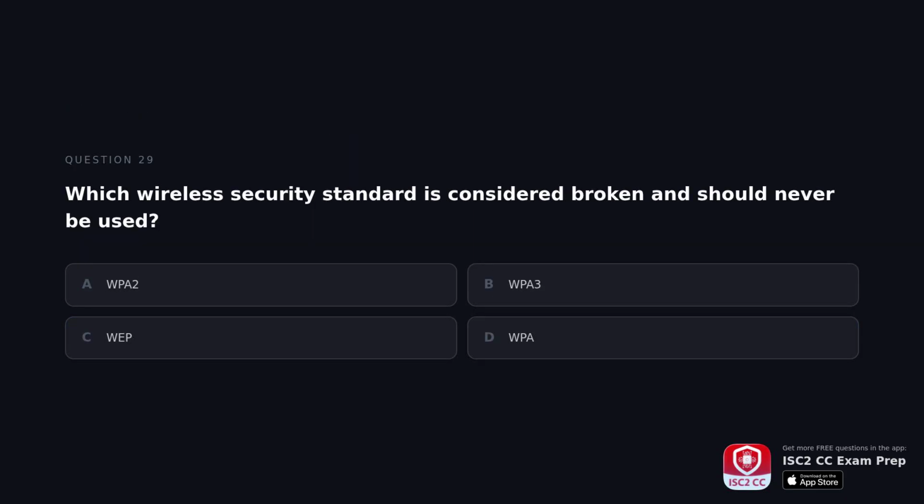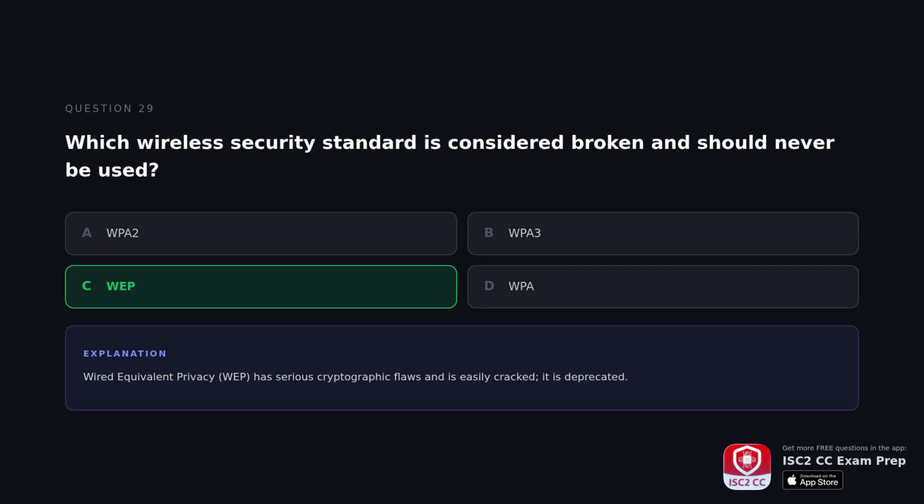Which wireless security standard is considered broken and should never be used? A. WPA2. B. WPA3. C. WEP. D. WPA. The correct answer is WEP. Wired Equivalent Privacy, WEP, has serious cryptographic flaws and is easily cracked.